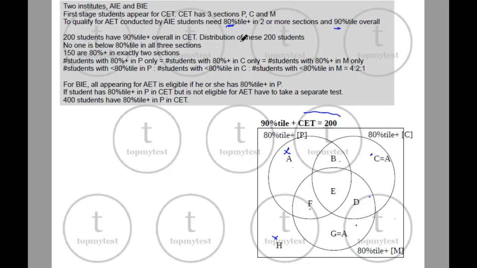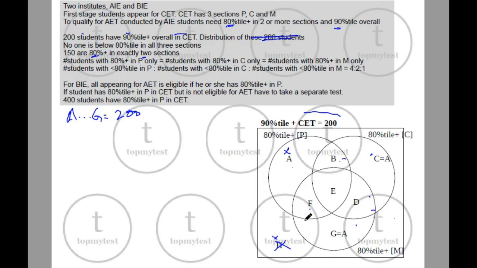Okay, now let's see what the distribution is here. 200 students have 90 percentile in CET. Distribution of these 200 students. Okay, no one is below 80 percentile in all sections. So H is 0, which means A to G is 200. Okay, 150 have 80 percentile in exactly 2 sections.